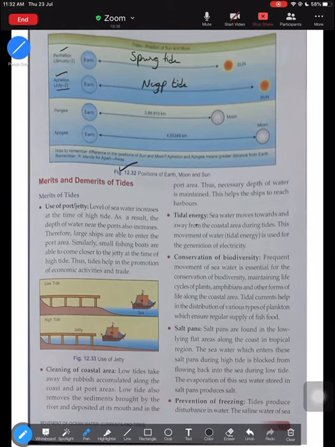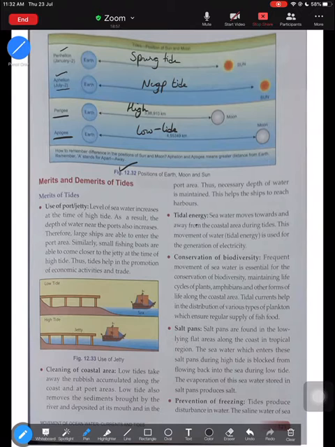Perigee, when earth and moon are closer, which means again high tide or spring tide. Apogee, when moon and earth are further away, again there is a chance of low tide. So that is what we've learned. So these are just terms that you can remember for the two heavenly bodies to be closer and further away, and the term that is used for that.